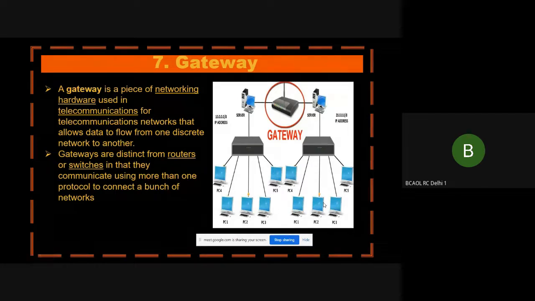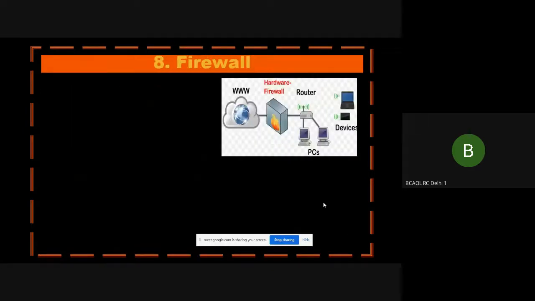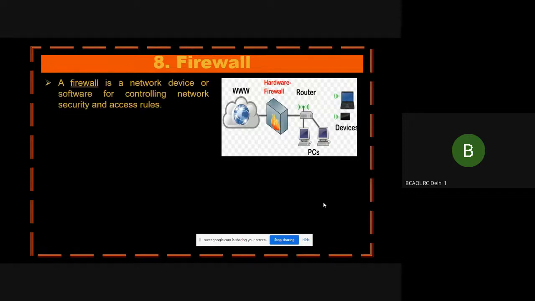Right. So in that way it is different from routers and switches. But it is also a networking device to connect different types of computers or different networks. So this is also a networking device, that is your gateway. Then you have firewall. A firewall is a network device or software for controlling network security and access rules. So for security reasons, what you put is a firewall.